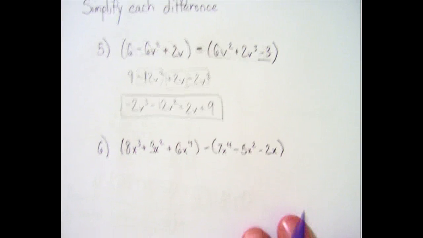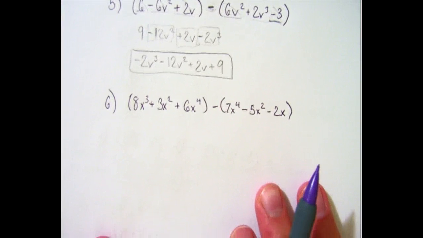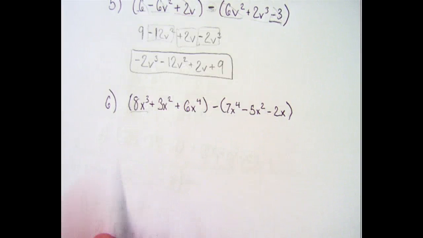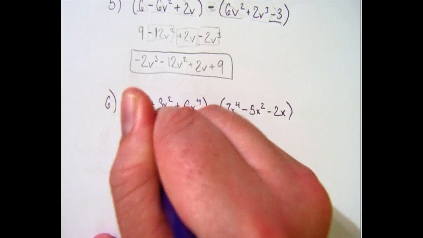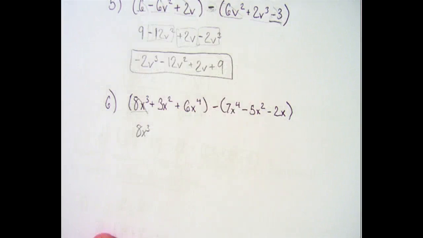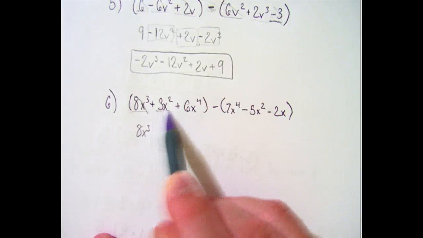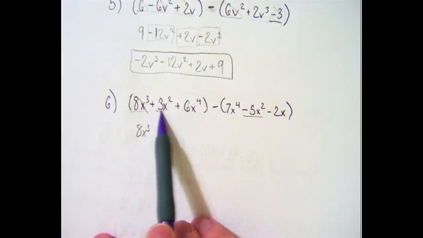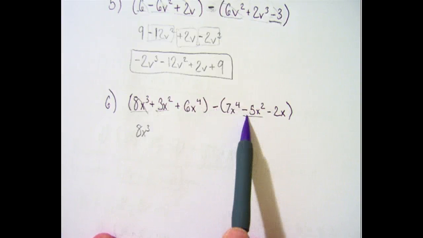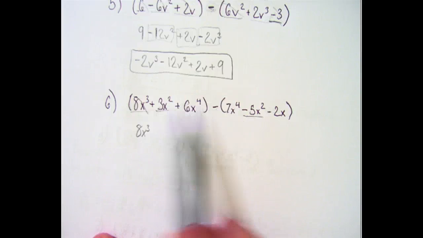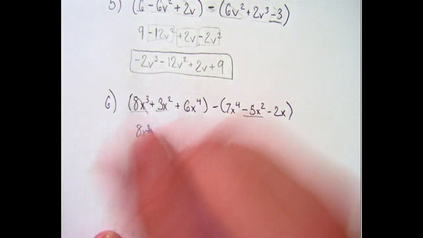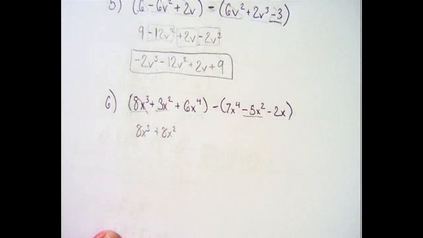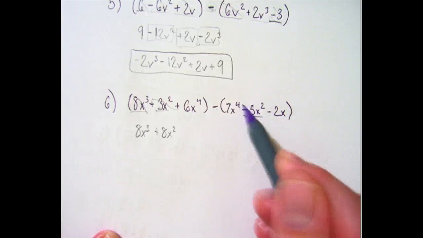Alright, problem 6 is just more of the same. Let's run through it fairly quickly. Here we have a cubed term. Let's look for any other cubed term, and there isn't one. So I'd say 8x cubed, and that takes care of that. Look for squared terms. There's one right there. So we have to do 3x squared minus negative 5x squared. So 3 minus negative 5 would be 8. So that's plus 8x squared. I've used that term and I've used that term.